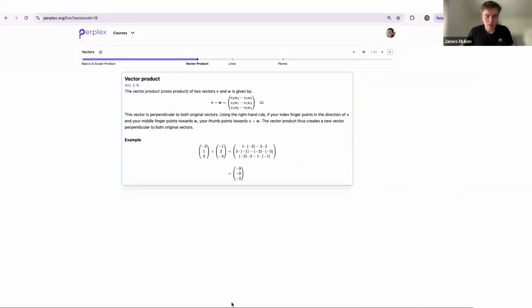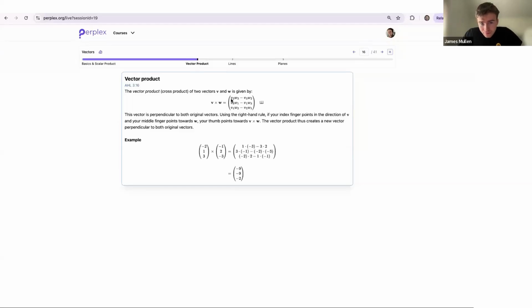We've talked about the scalar product. Now it's time to talk about the vector product, right? And the vector product is definitely a bit more complicated of an expression, but it's in your formula booklet. And we define the vector product of v and w to be this complicated sort of combination of different components, all right?